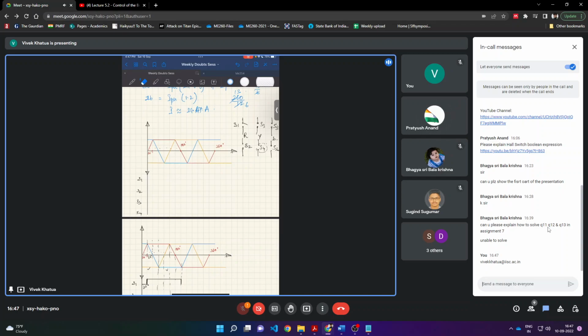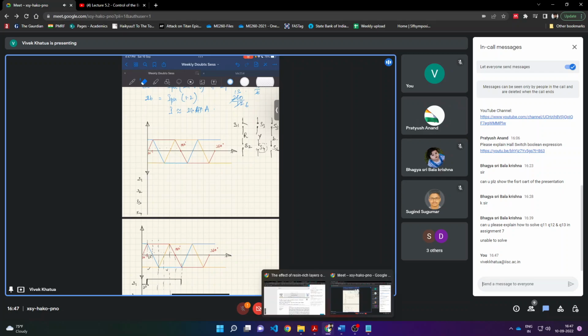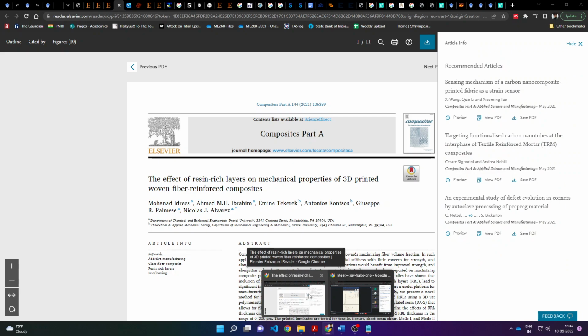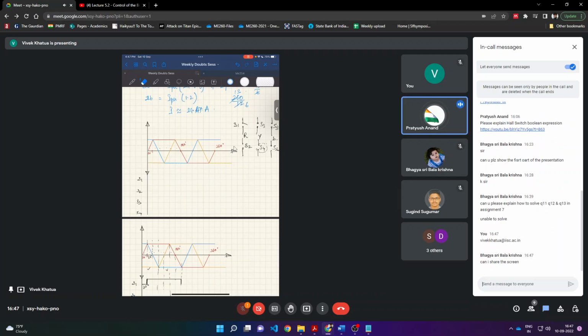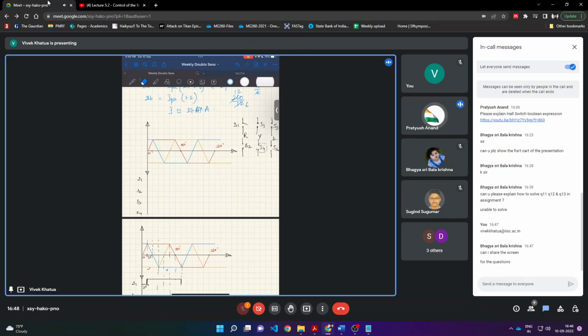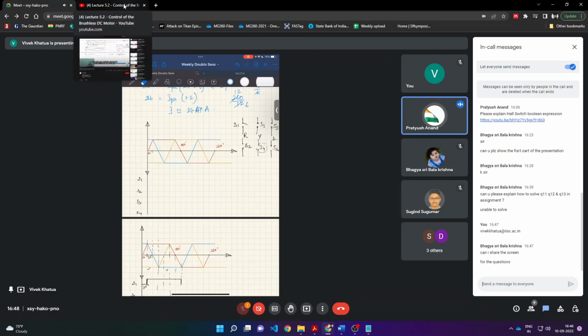Can you please explain how to solve questions 1, 11, 12, 13 in assignment 7? Unable to solve. I don't think I have access, I have to switch accounts. Balakrishna, you can also mail me. Pratish, you had another question. Just do 11, 12, and 13, that will be good for me also. Just explain it, not solve it.